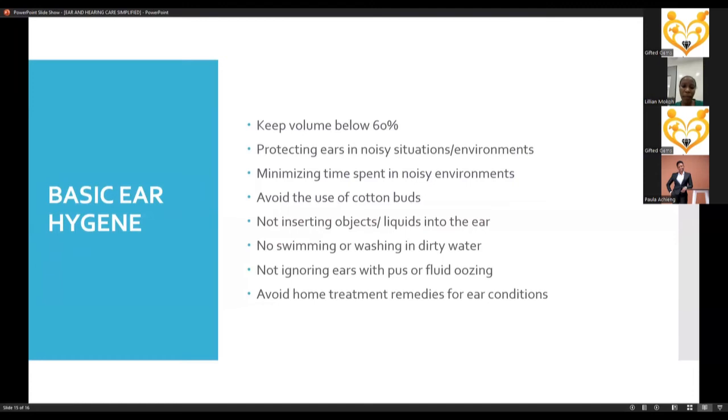They usually clean themselves. Then you're not supposed to swim, or put dirty water into your ears. If you do that, then you risk getting ear infections.